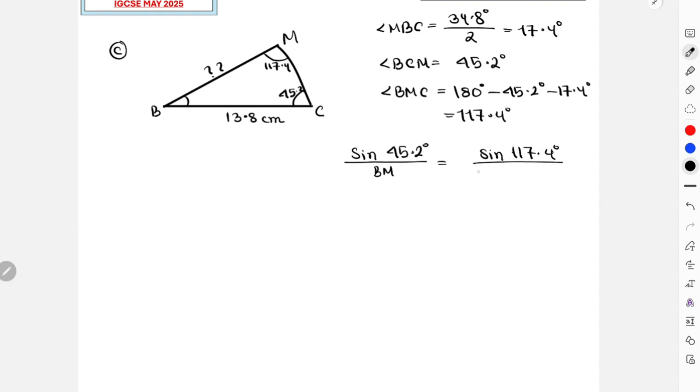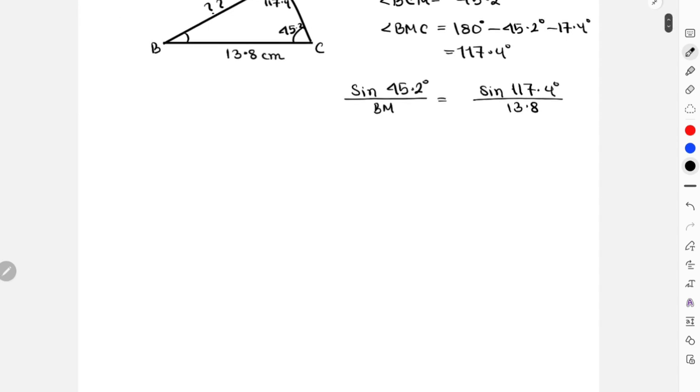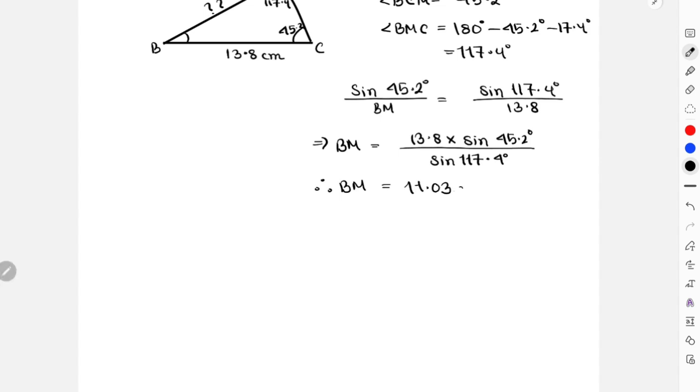is equal to sine 117.4 degrees over 13.8. So from this, if I make BM the subject, this will be just 13.8 multiplied by sine 45.2 degrees over sine 117.4 degrees. And eventually you have 13.8 into sine 45.2 divided by sine 117.4 degrees. Now you have 11.03 centimeters. The length of BM is approximately 11.03.